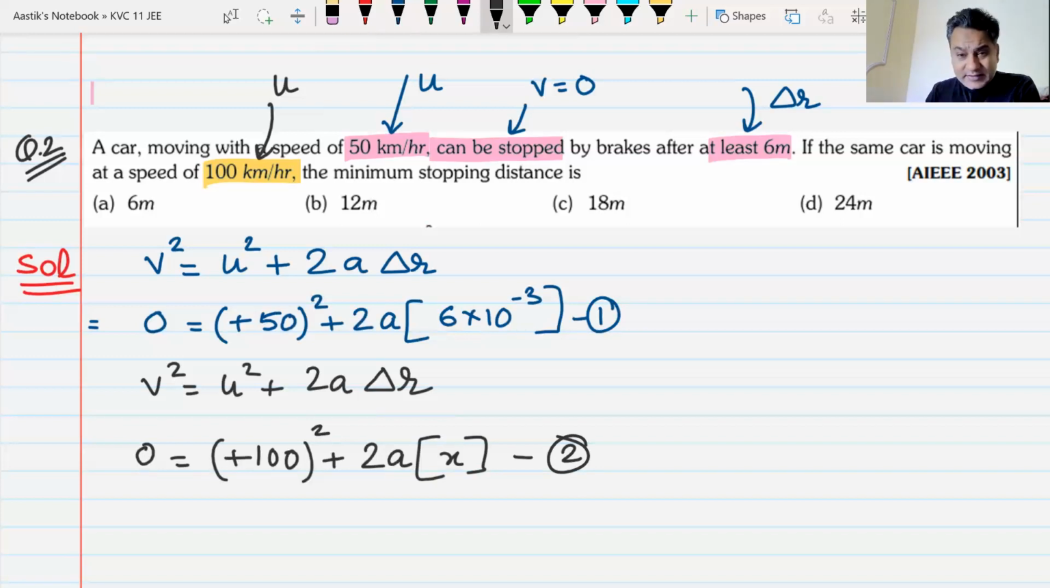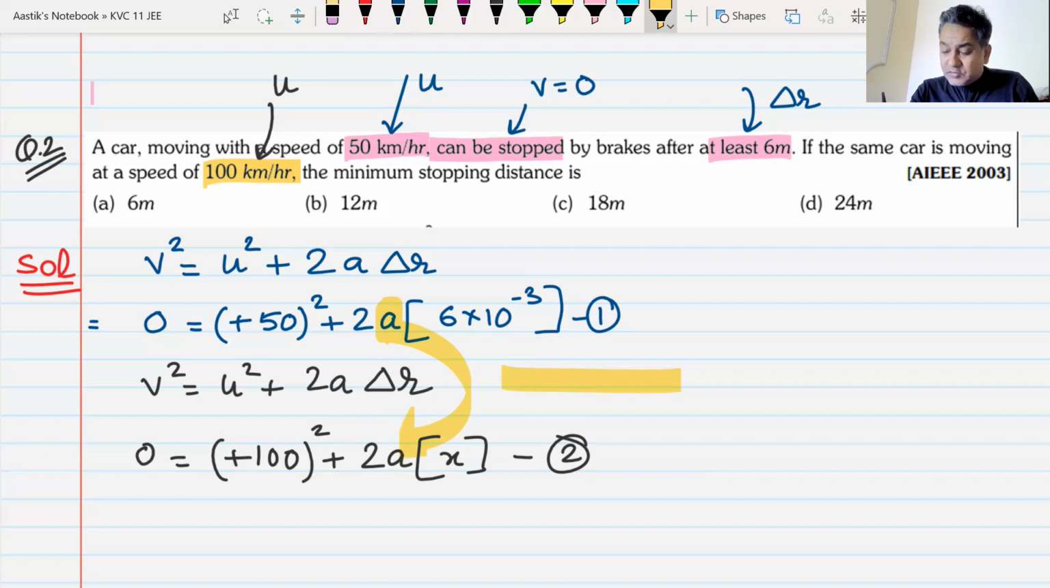Now you can easily solve equation number 1 and equation number 2. There are many ways you can solve them. From equation number 1, you can find out the value of a and then put this value of a in equation number 2. That is one way. The second way is you can divide equation number 1 by equation number 2. A will get cancelled and you can get your answers. Do we understand this? Yes or no?